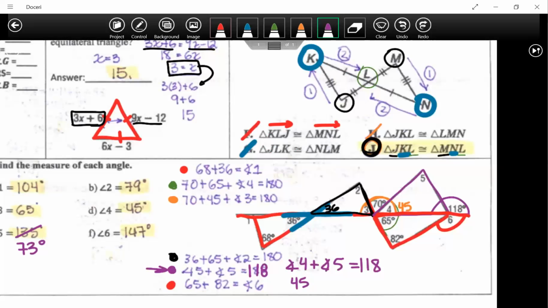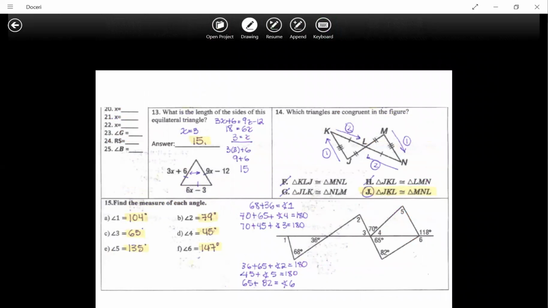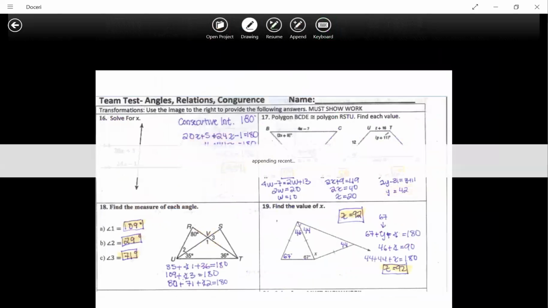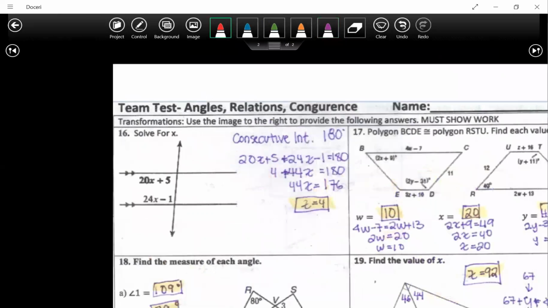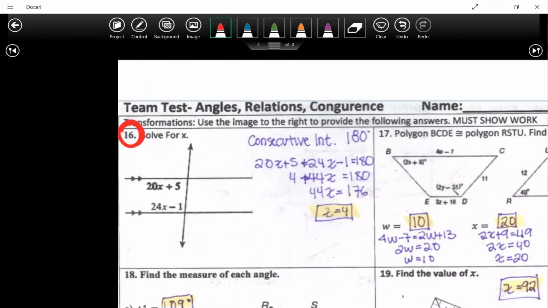Flipping it over to the back side. Do not worry about 16. Do not put it on your card. It was a typo. That should have been a different problem, I realized. We still solved it good. It was consecutive interior, which means they add up to 180. When you solve it out, you're going to get x is equal to 4. Don't worry about that problem if you didn't do it. You will not have one on your test.